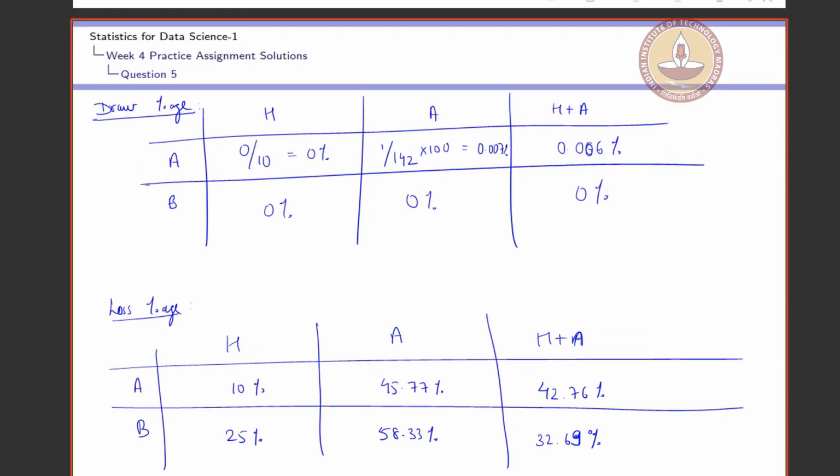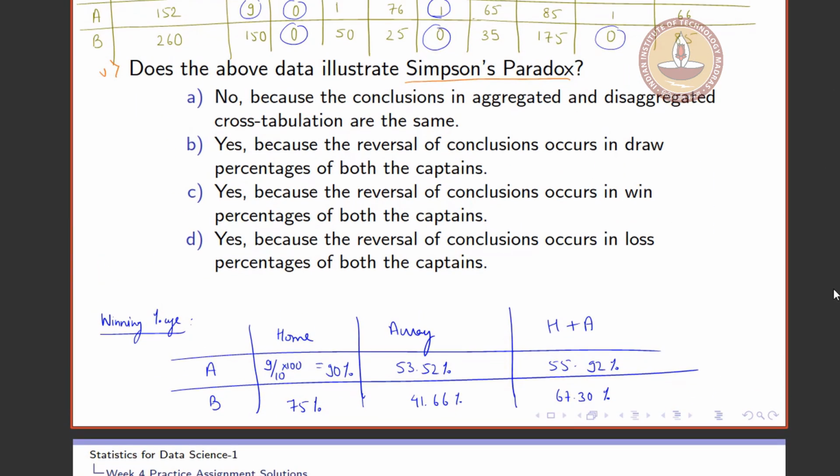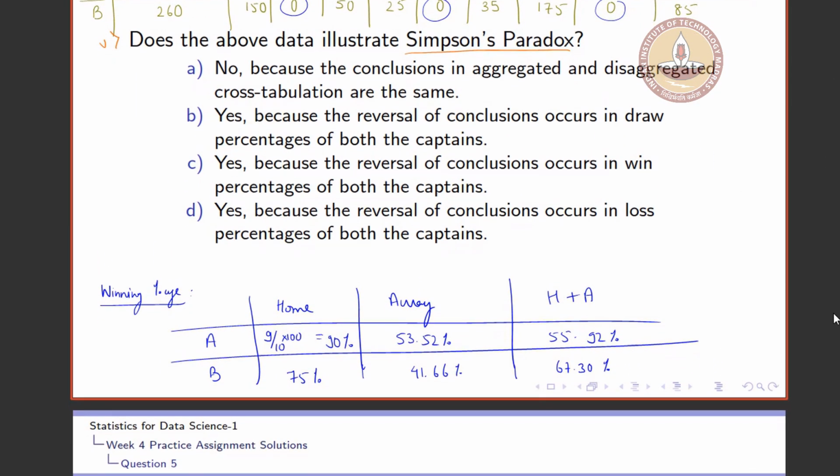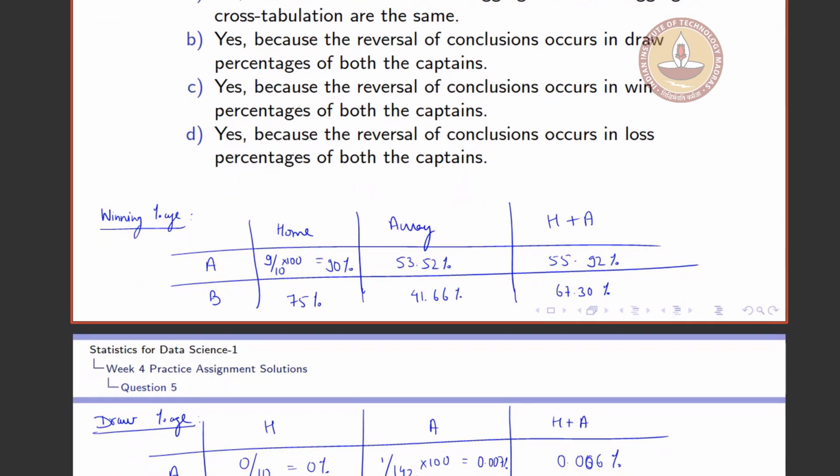So let's see whether this illustrates a Simpson's paradox or not. What is Simpson's paradox? Simpson's paradox is the reversal of conclusion in aggregated and disaggregated data. So our aggregated data in this case is home plus away, and disaggregated data is home and away.